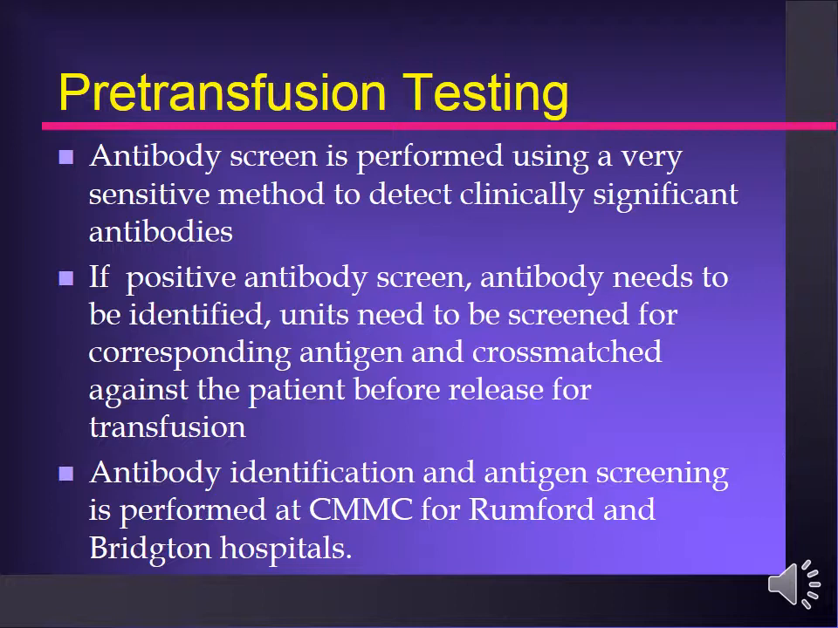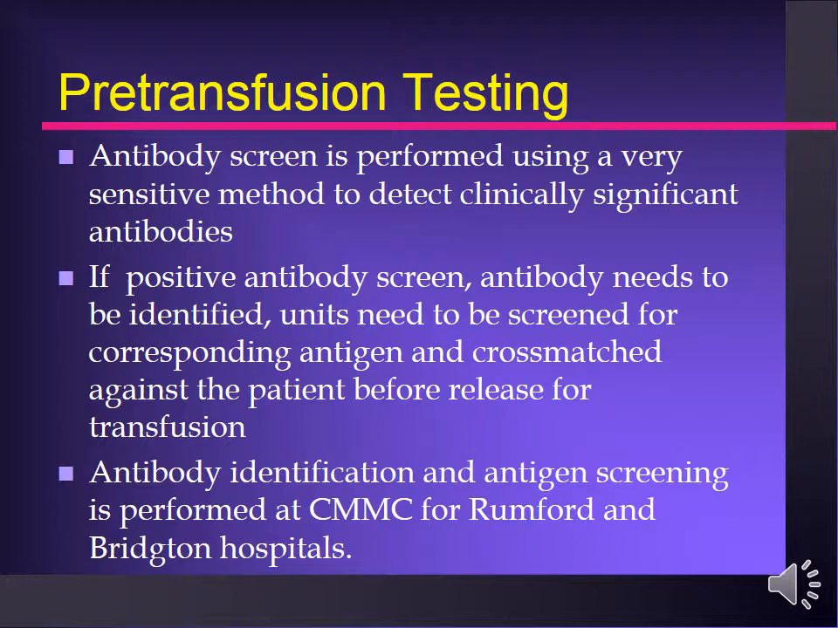If we find a positive antibody screen, we're going to call you and let you know that we need extra time to complete this workup. You may ask how much extra time, but it's very difficult to predict at the beginning stages of the workup. We need to identify the antibody or antibodies. Patients can have multiple antibodies, further complicating the workup.